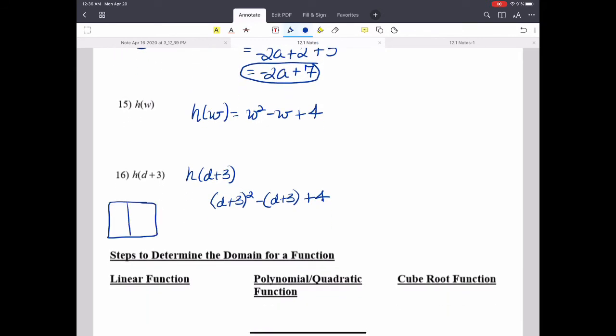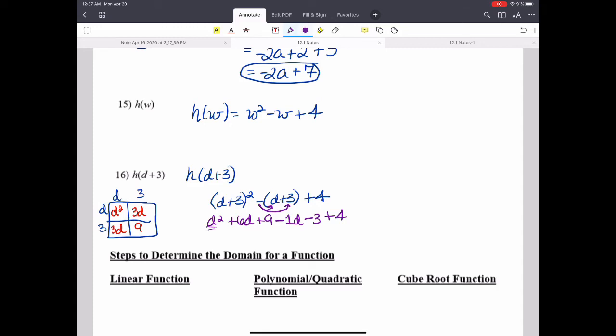Just refresh your memory. d plus 3 squared means d plus 3 times d plus 3, which is d squared, that's 3d, this is 3d, and this is 9. And so that comes out to d squared plus 6d plus 9. We're going to distribute the negative there. So that becomes minus, I'm going to write negative 1d minus 3 plus 4. And now it just becomes a matter of putting all your like terms together.